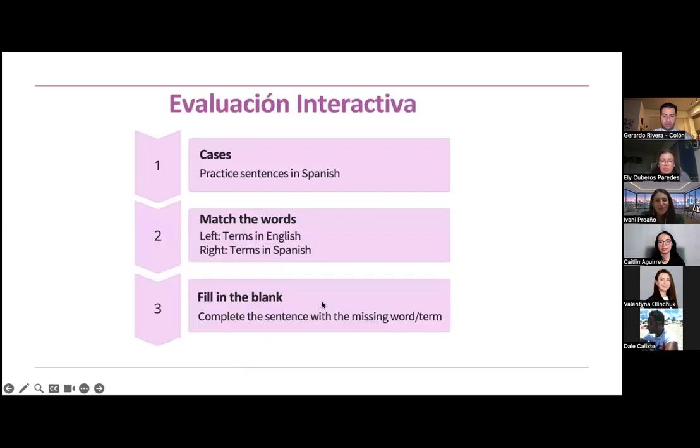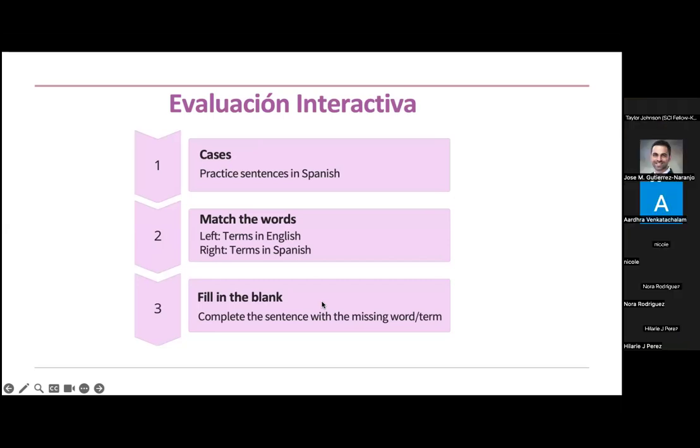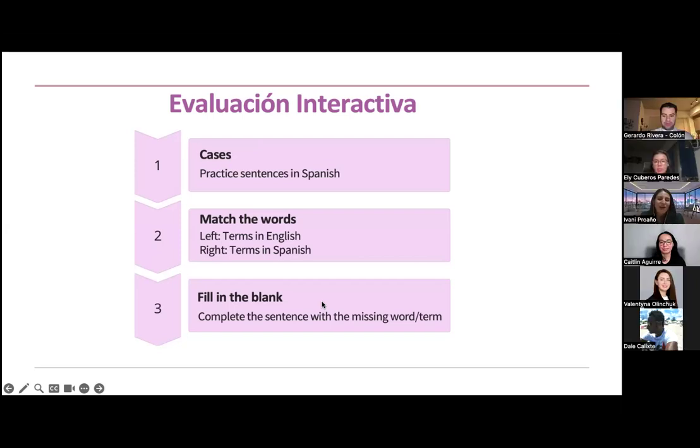And so now we're going to start with some interactive sessions. I encourage anyone to participate, to unmute yourselves. First, we're going to start with some cases, and we're going to practice the sentences in Spanish. The first cases are going to be in English. It's really just to help everyone hone in on the details of identifying and managing AD. And then we're going to jump into more things in Spanish.